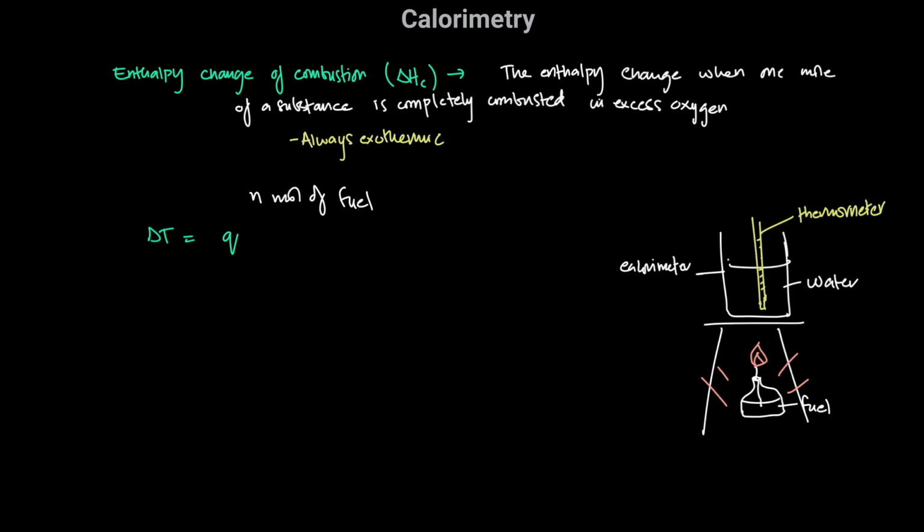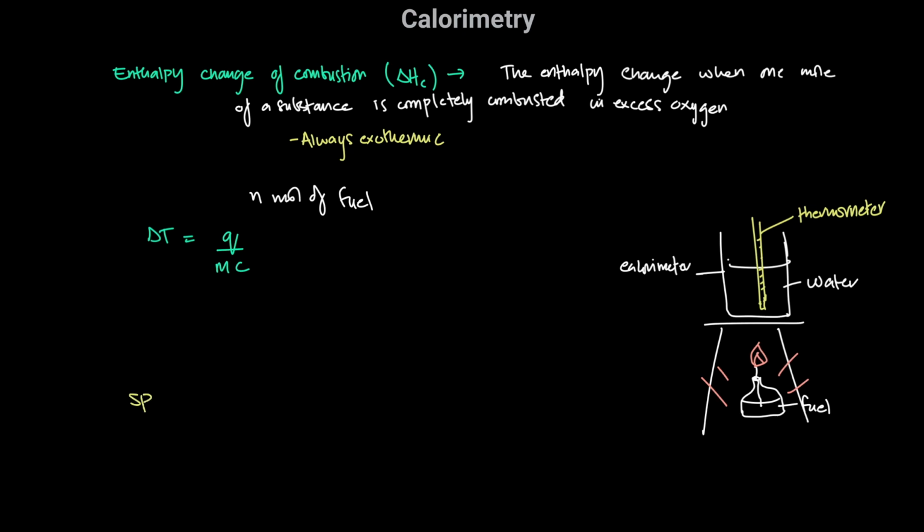We also know that the mass of water would have an effect on the rise in temperature. If we use double the mass of water, for example, the rise in temperature will be half as much. The greater the volume of water, the greater the mass of water, the lower the rise in temperature. So we can say that the rise in temperature is inversely proportional to the mass of water. And then we say that it's also inversely proportional to the specific heat capacity.